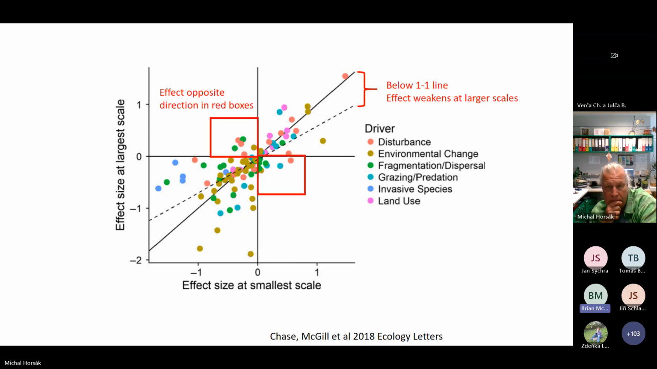And 2 things to note. One is that the line that fits has a slope of less than 1 to 1, which means that on average, the effect size is weakening at large scales, the richness effect. That's maybe not so surprising, but those red boxes contain studies where the effect of, let's say, a disturbance or an invasive species or fragmentation completely changed sign, and it's positive at the small scale, and it has a negative effect on species richness at the large scale, or vice versa. So scale dependence is critically important when you're talking about species richness.